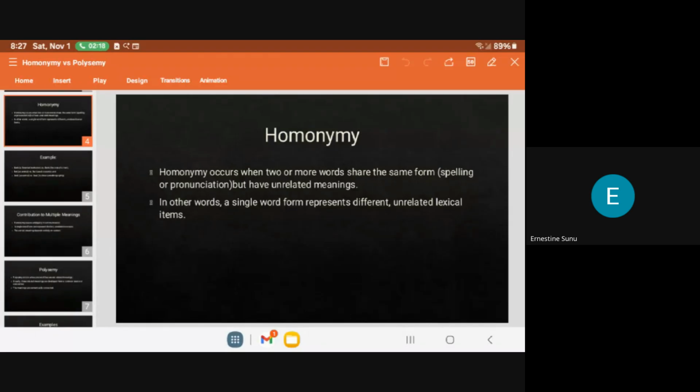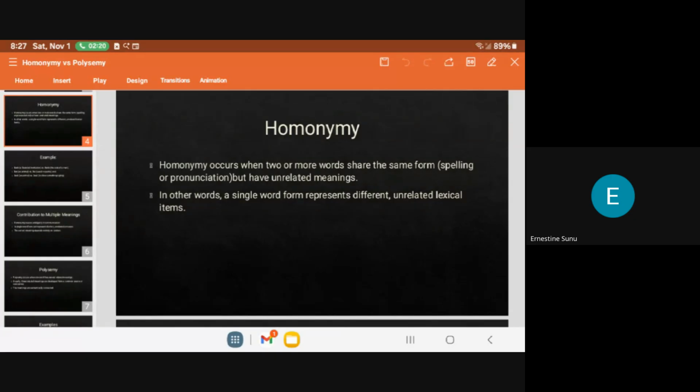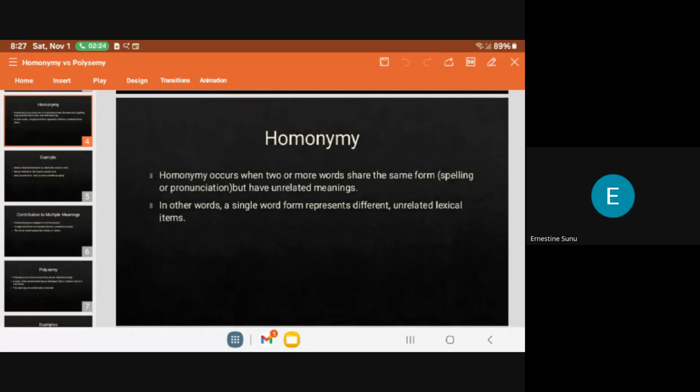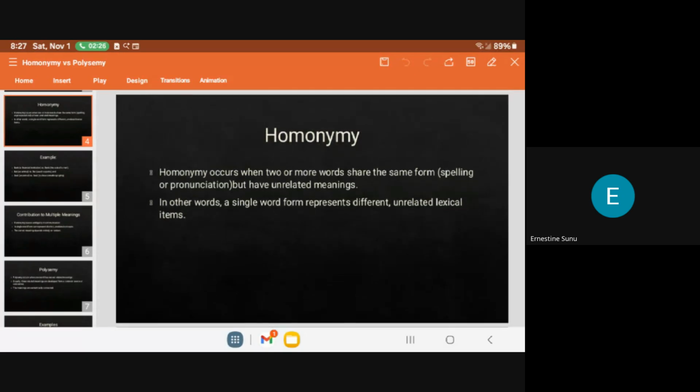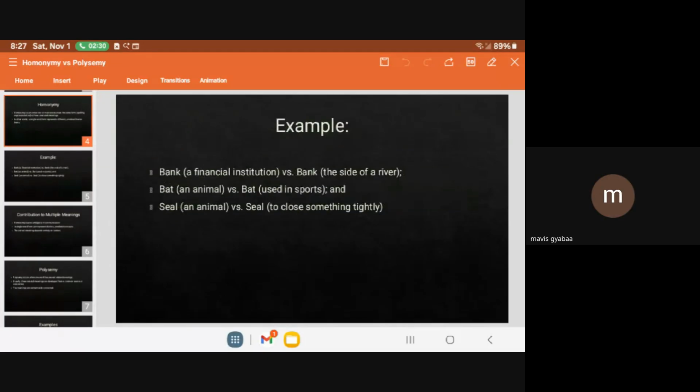So therefore, we say that that word is a homonymous word, if I may put it that way, or that word is homonymy. Is it clear? The colleague that asked it, is it clear? So you can even have the word.